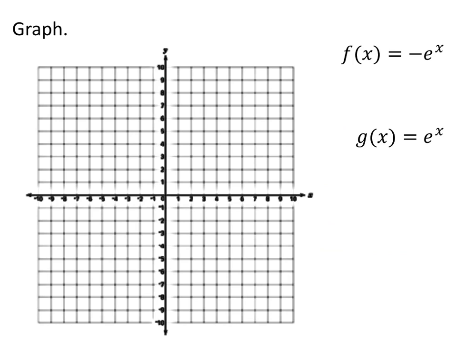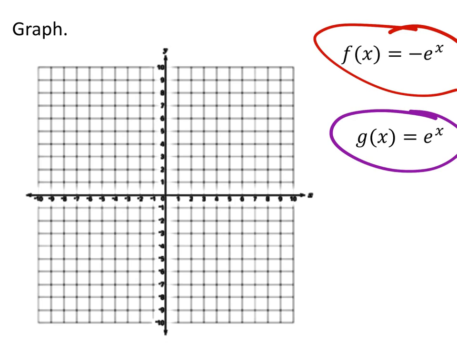All right, graph. We'll do f of x equals negative e to the power of x. I'm going to do that in red, but we're actually more familiar with g of x, just e to the power of x, right? So I'm going to do the purple one first because it's positive, not the opposite. But it's going to make the opposite pretty easy for us once we have that down.